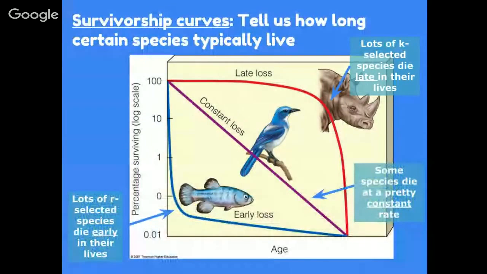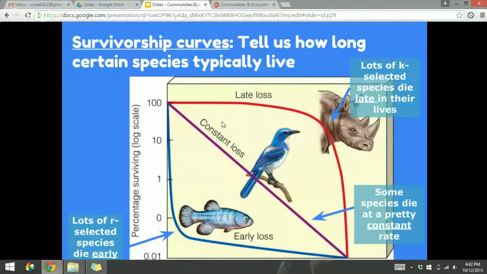Okay, so our survivorship curves tell us how long a certain species typically lives. Lots of K-selected species die late in their lives. We see that drop off here. Lots of R-selected species die early in their lives. And some species just die at a constant rate, and we see our constant loss with our type 2 curve right here.